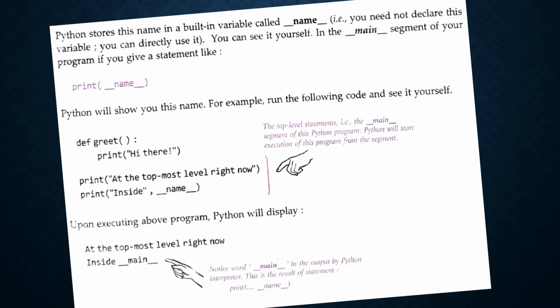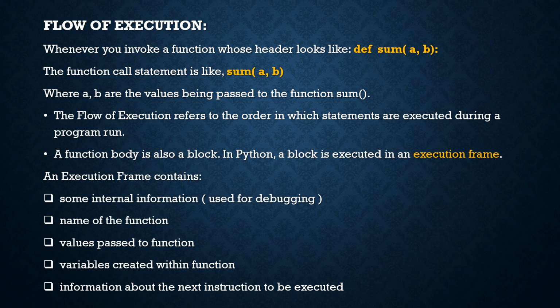Okay, next move on to the next slide. Here, flow of execution. Flow of execution refers to the order in which the statements are executed during a program run, or whenever you execute a program, how all the statements are executed, or the order of execution of such statements. It is known as flow of execution. Whenever you invoke a function whose header looks like def sum(a, b), the function call statement is like sum(a, b). So two statements.